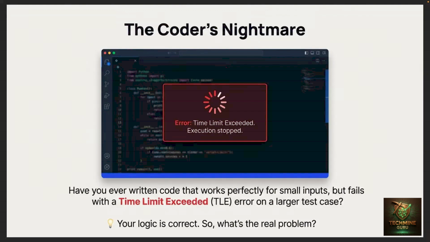This, my friend, is the coder's nightmare. But actually, it's just a puzzle waiting to be solved. The problem isn't your logic. The problem is your speed.